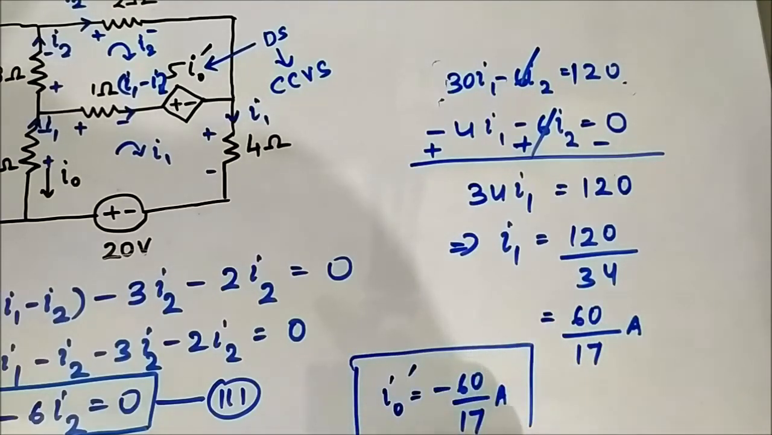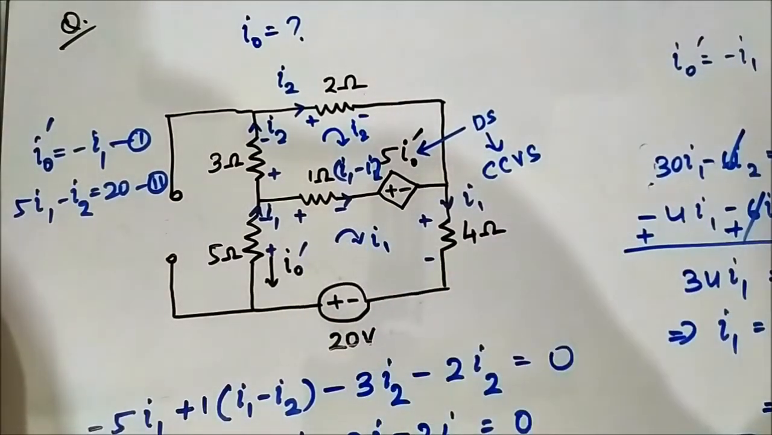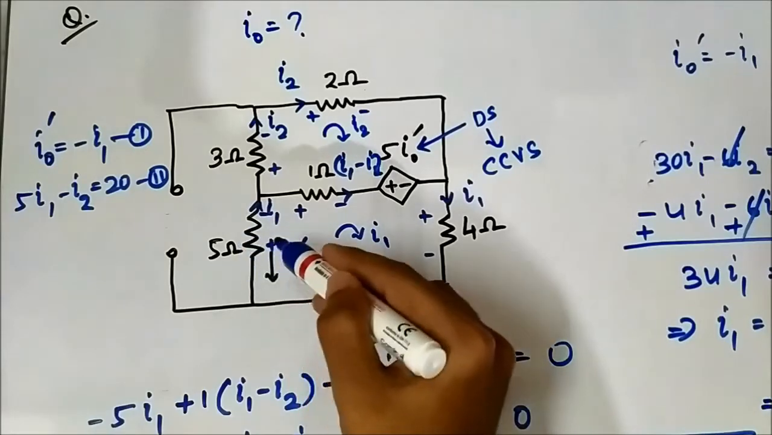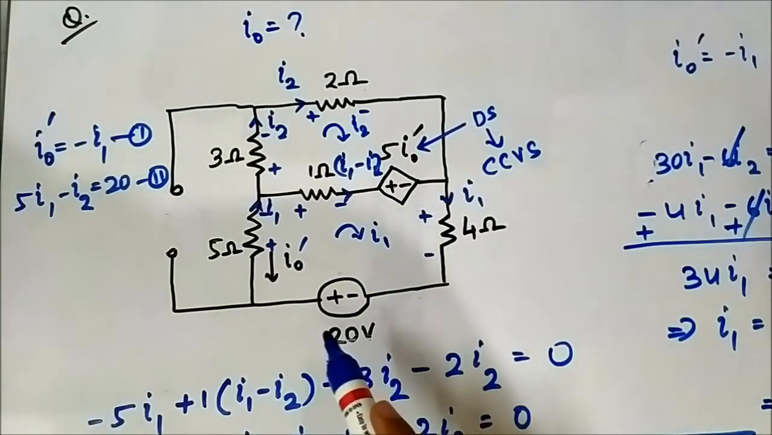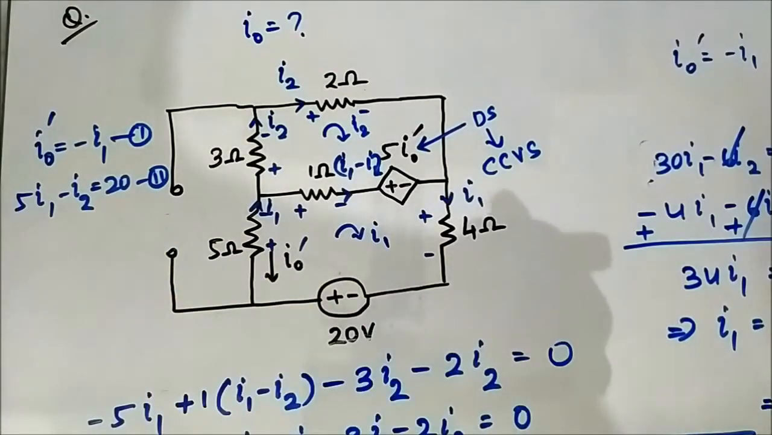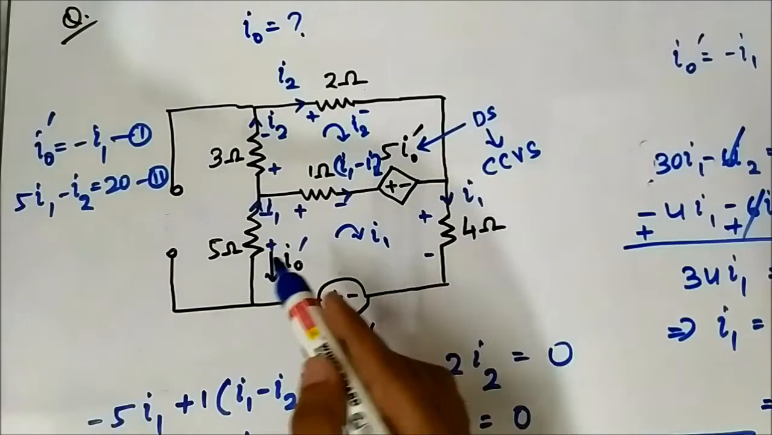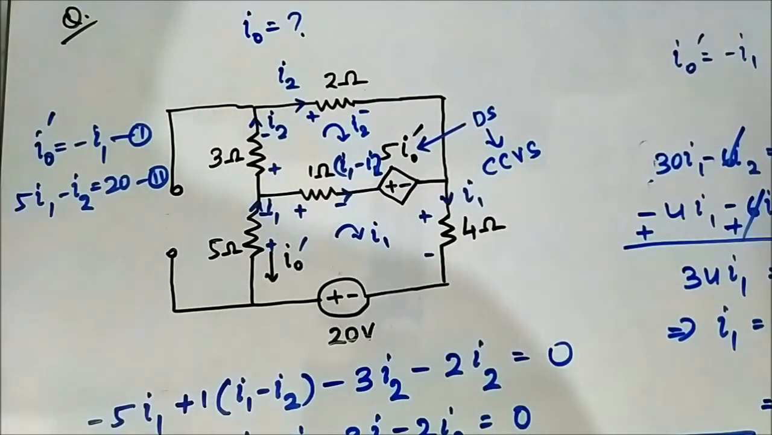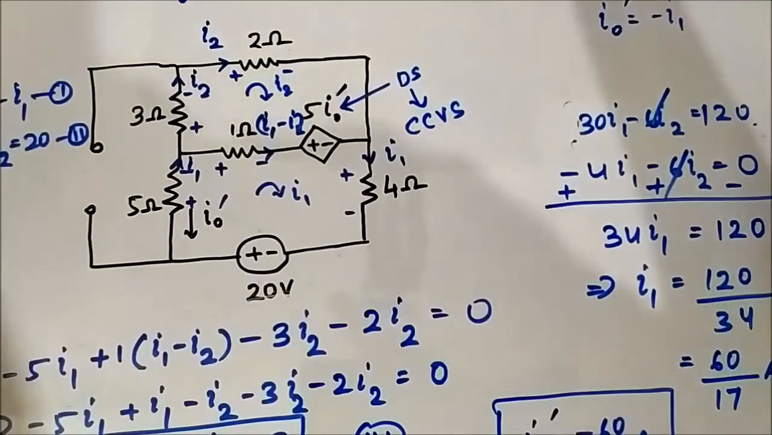This is the end objective, okay, to find out I0 dash flowing through this 5 ohm resistor considering the 20 volt voltage source, neglecting the 4 ampere current source. Now we have to reconnect the 4 ampere current source and short circuit the 20 volt voltage source, and again find out this current for that case, okay, and then we will add them together. Okay, so let us do that.